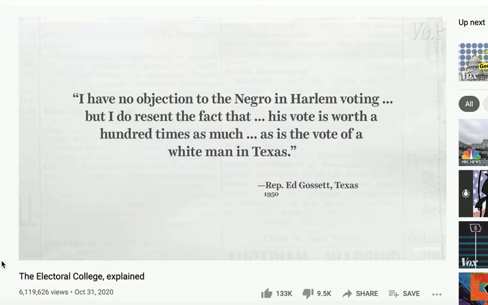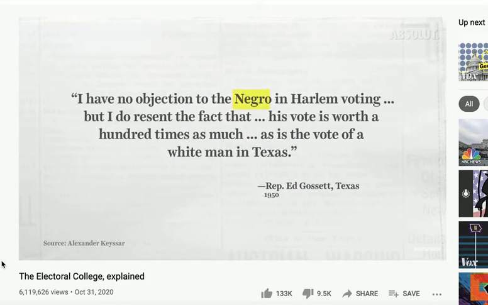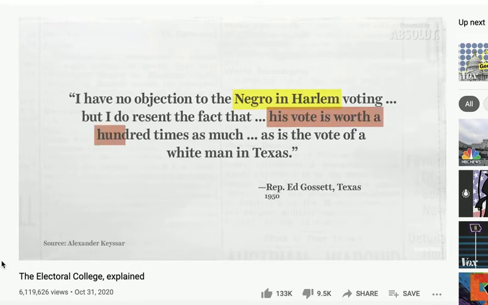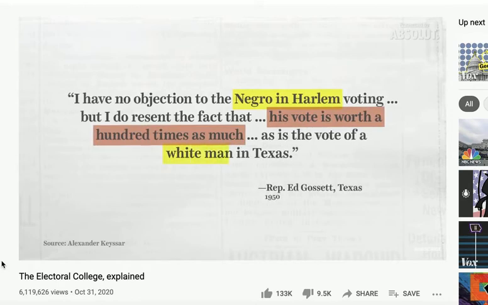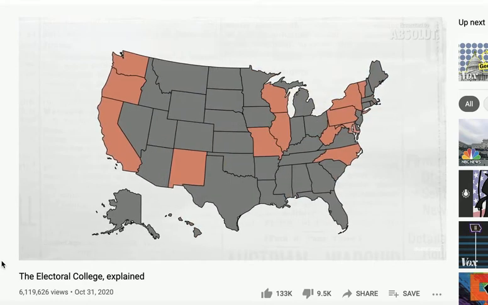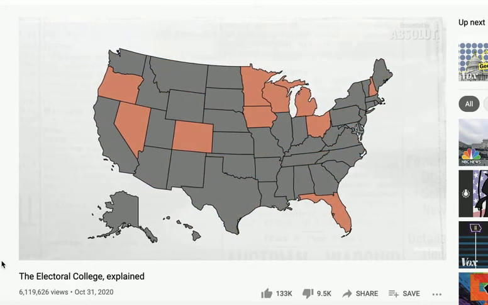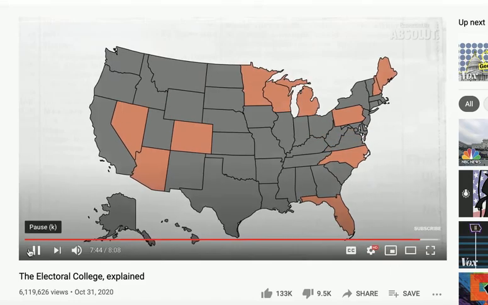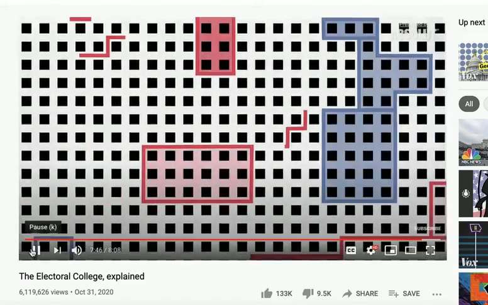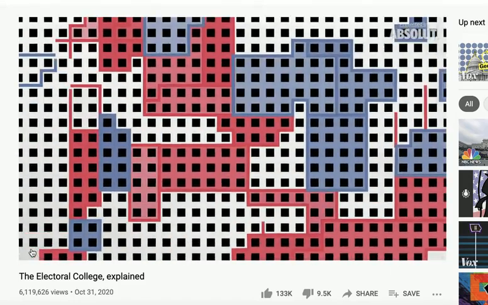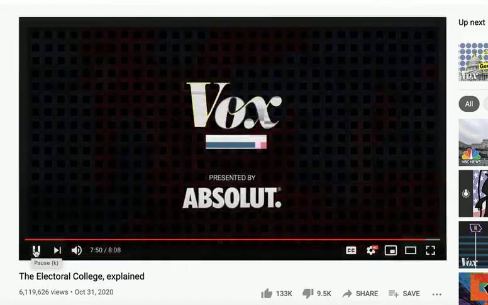A congressman from Texas said, "I have no objection to the Negro in Harlem voting, but I do resent the fact that his vote is worth 100 times as much as the vote of a white man in Texas." Swing states change. What doesn't is that the Electoral College gives certain people more power to pick the president. And its biggest defenders have always been those who benefit the most from it.